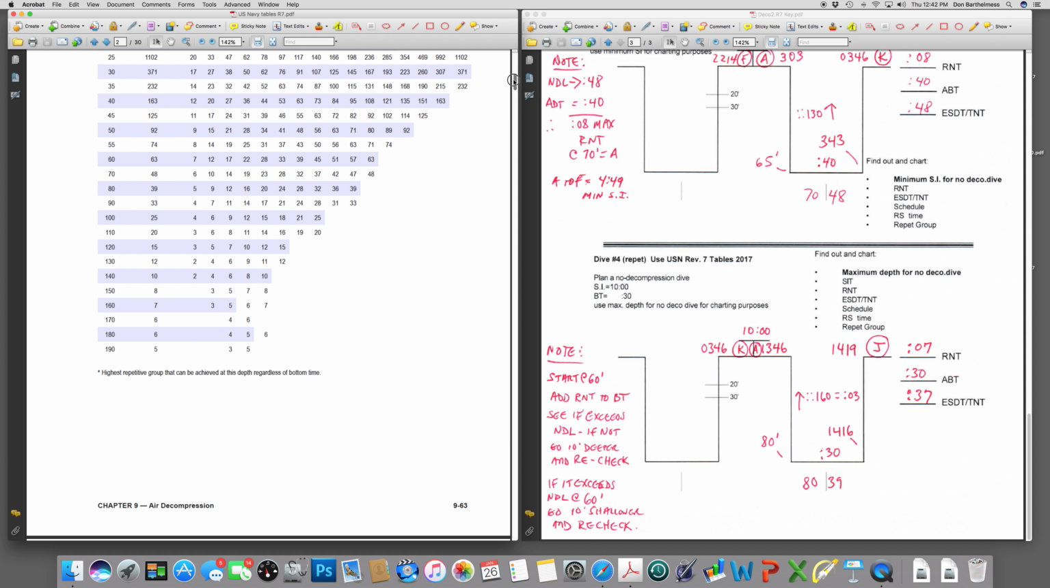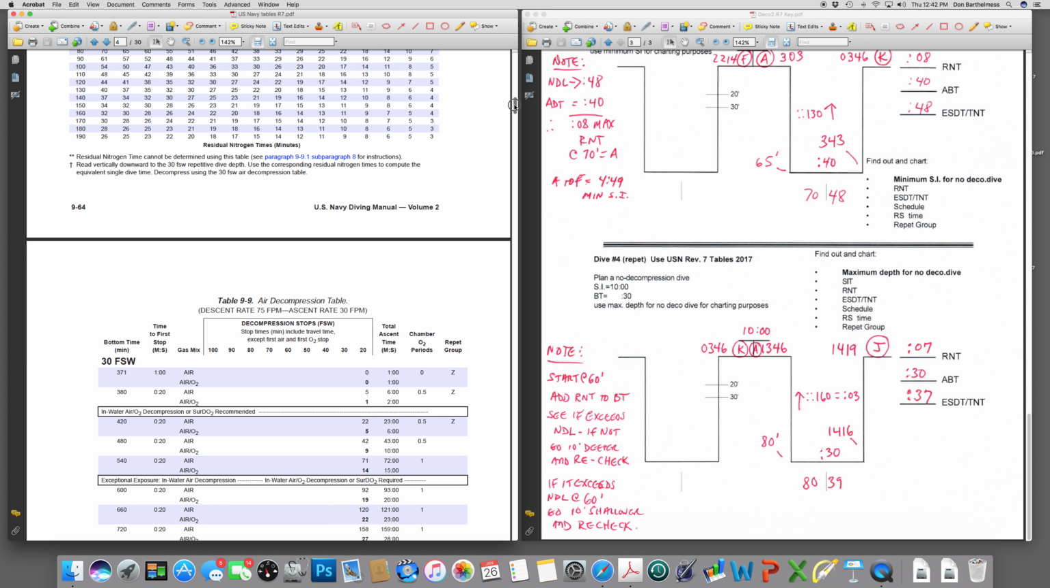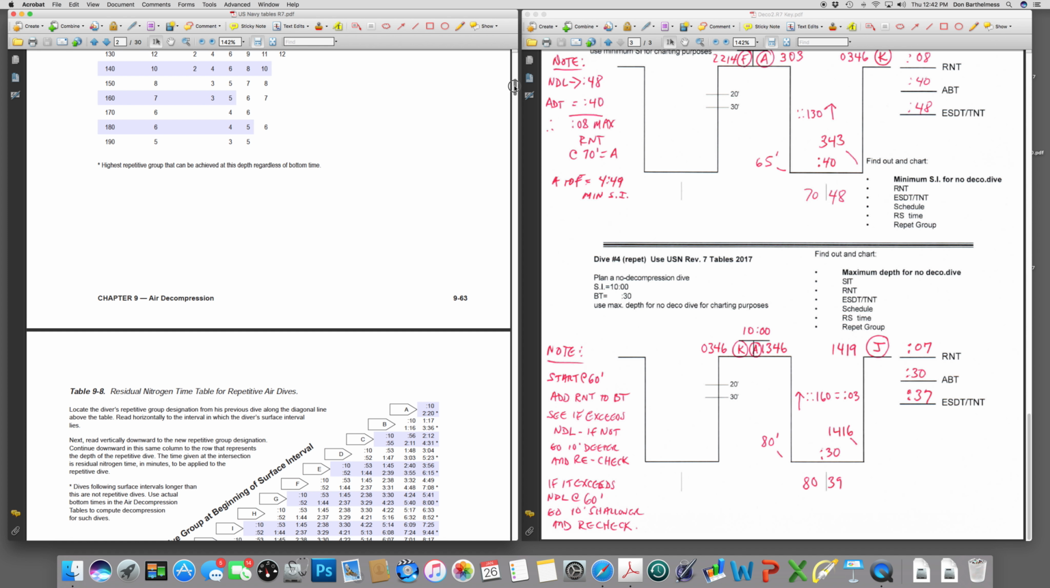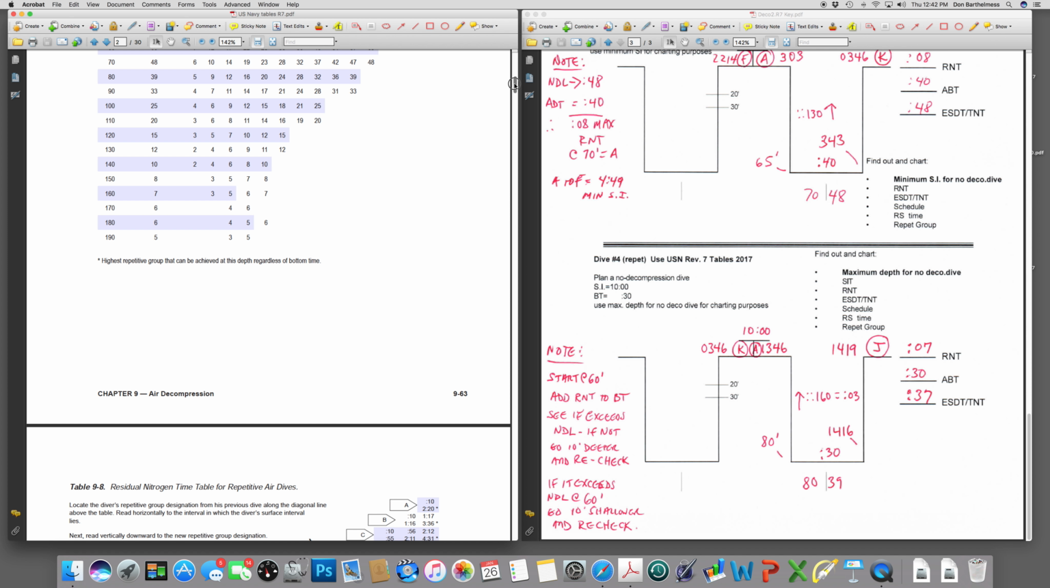Let's go to 70 feet. 70 feet has a no decompression limit of 48 minutes. Come back. Let's check an A diver going to 70 feet. They have 8 minutes. 8 plus 30 is 38 minutes of total nitrogen, or equivalent single dive time. Can we dive to 70 for 38? Absolutely we can, because we just defined the limit of the dive to 70 feet as 48 minutes. So let's go deeper.